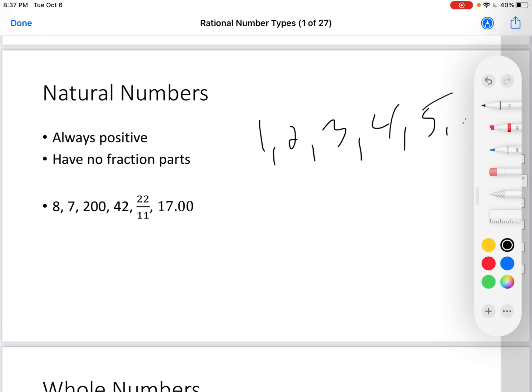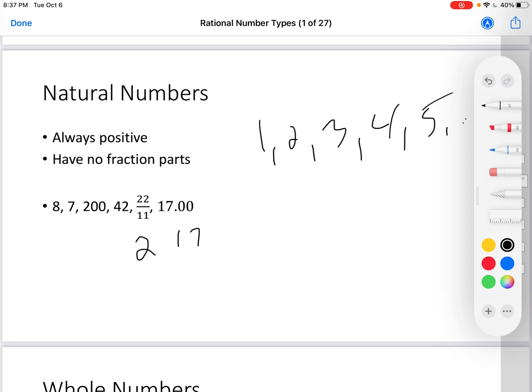22 over 11 looks like a fraction, a over b, but it is actually equal to 2, and what we care about is its value, not what it looks like. Since 2 is positive and has no fraction part, 22/11 is a natural number. 17.00 also looks like it has a decimal part, but really that has no value. That's actually equal to 17, which has no fraction part and is positive, so that is also natural.